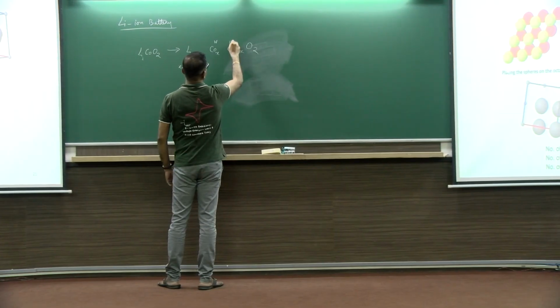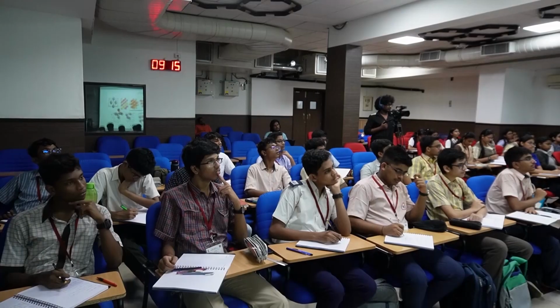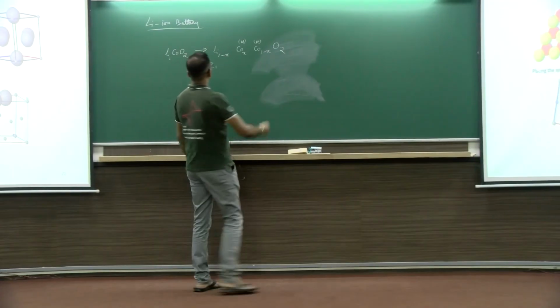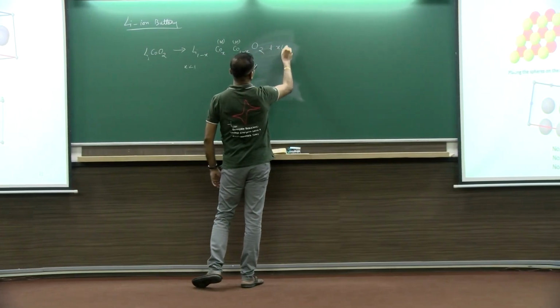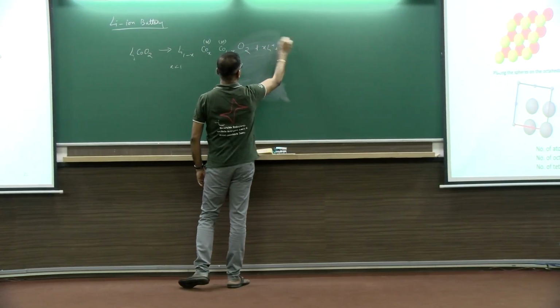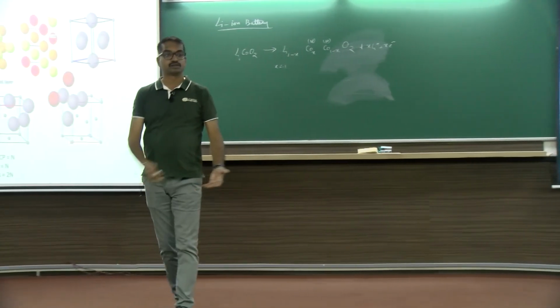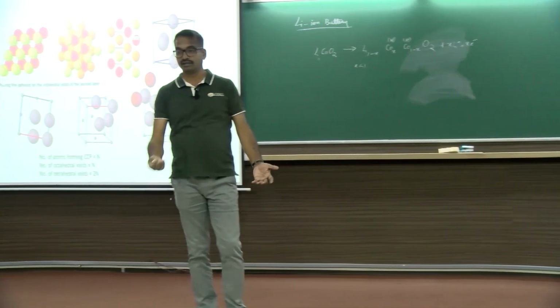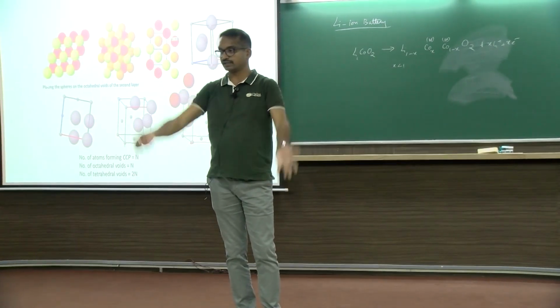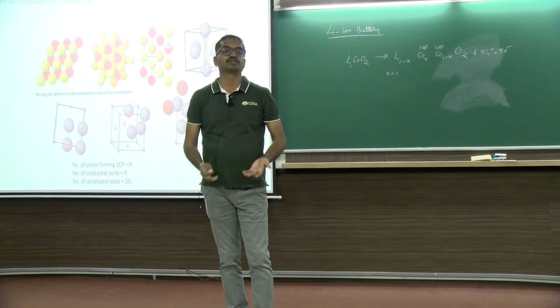Okay. So, as you remove lithium, you are going to have x lithium taken off along with x electrons, and the cobalt, in proportion stoichiometrically to the amount of lithium removed, goes to the higher oxidation state.